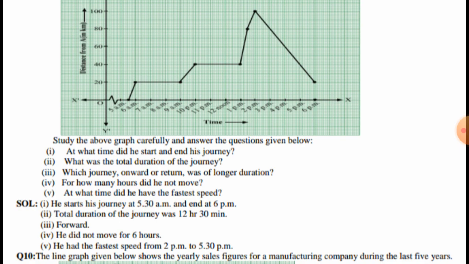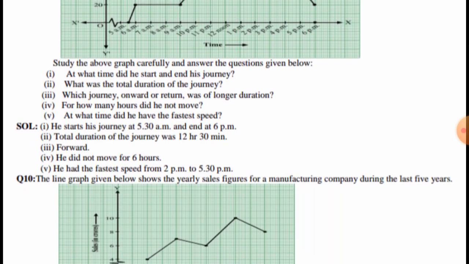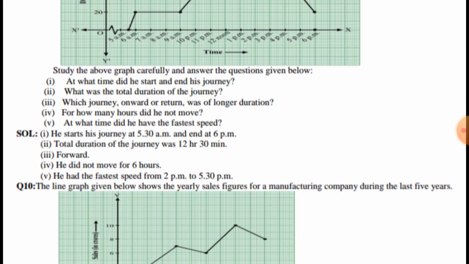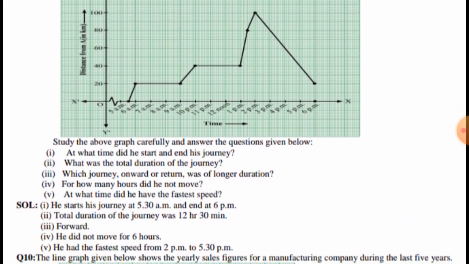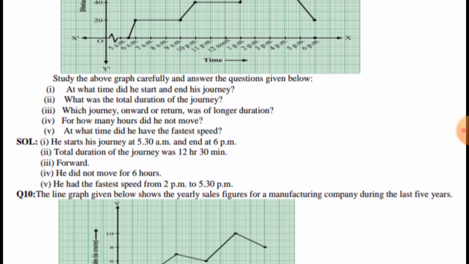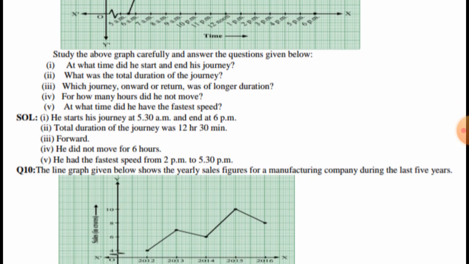Similarly in the second part, what was the total duration of the journey? So the total duration of the journey was 12 hours and 30 minutes. In the third part, which journey, onward or return, was of the longest duration? So it is the onward journey. Now fourth, how many hours did he not move? From 5 up to 10 he didn't move. So in total he did not move for 6 hours.